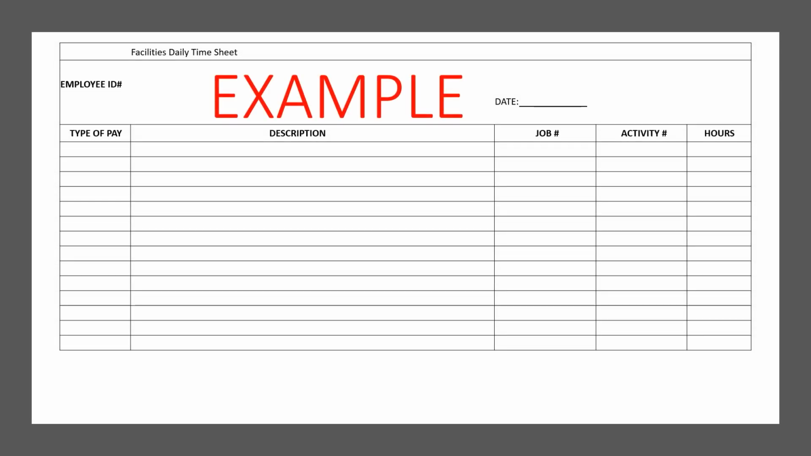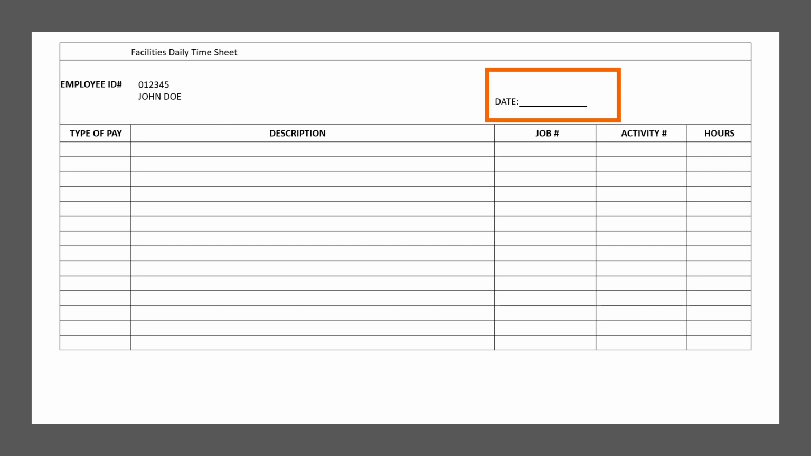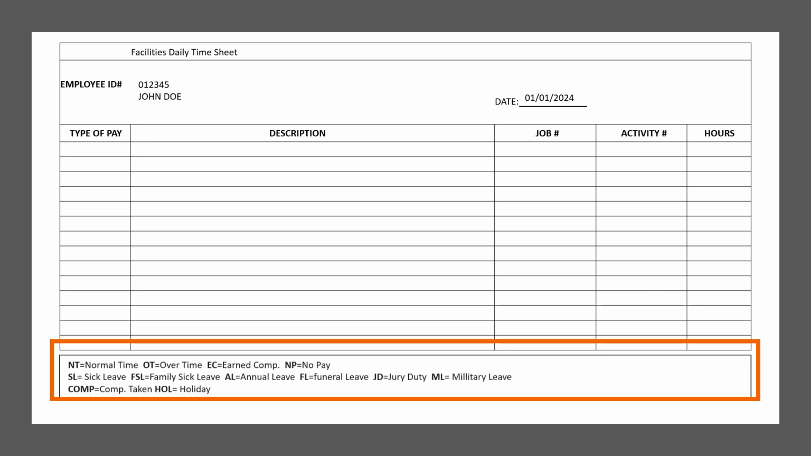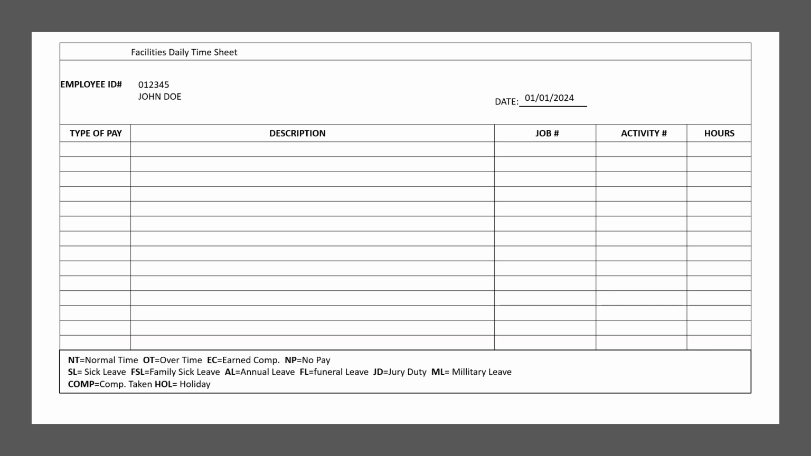At the top left of each time card will be your employee ID and your name. These are printed on your time card and will not have to be filled out. To the right, there will be an empty space next to the date for you to fill out. To the left, you'll notice there is a column that says Type of Pay. At the bottom of the time card is a key. The key explains the type of pay used when documenting time.